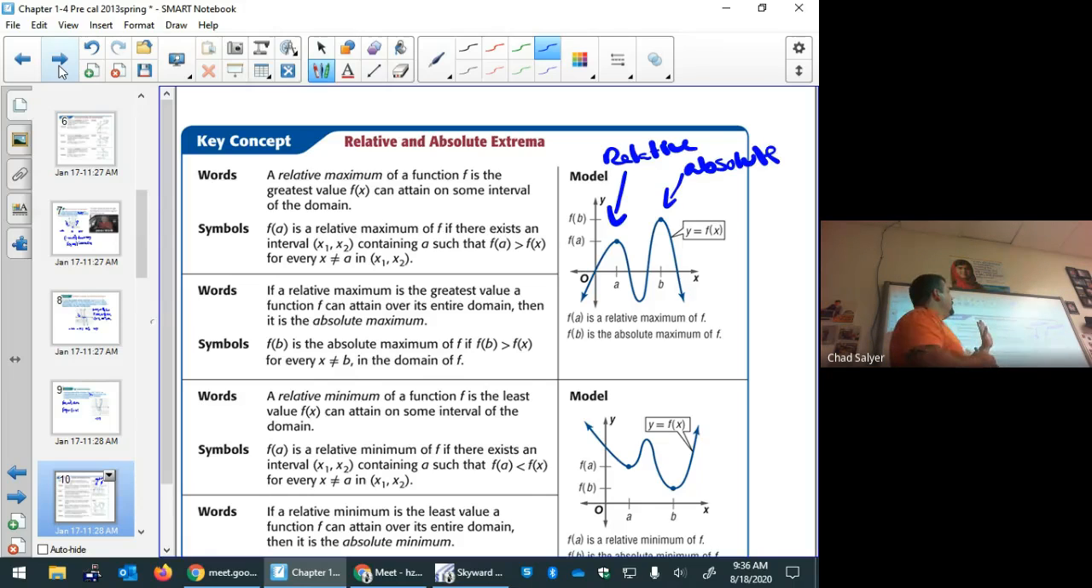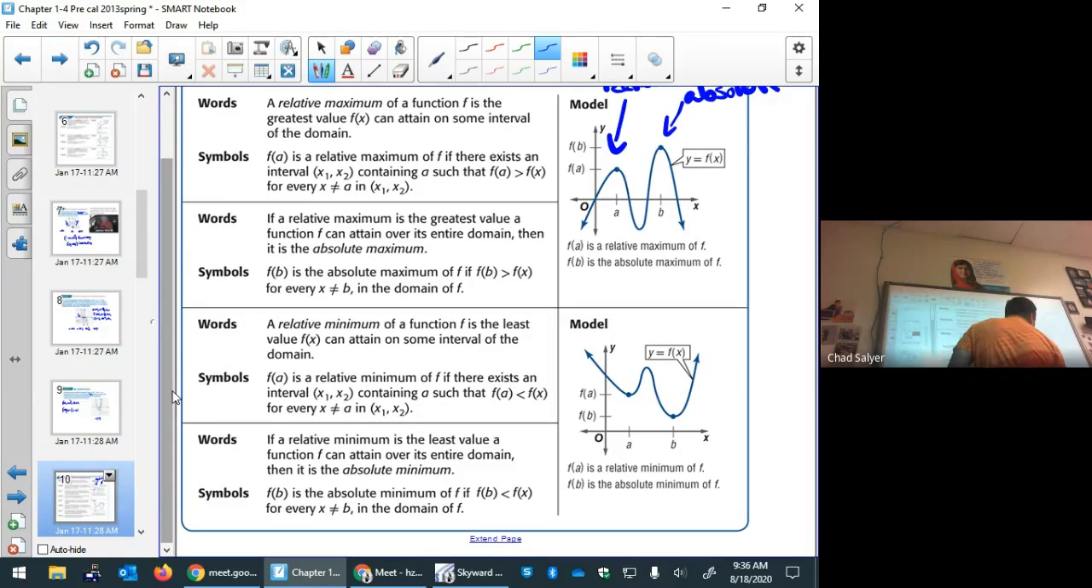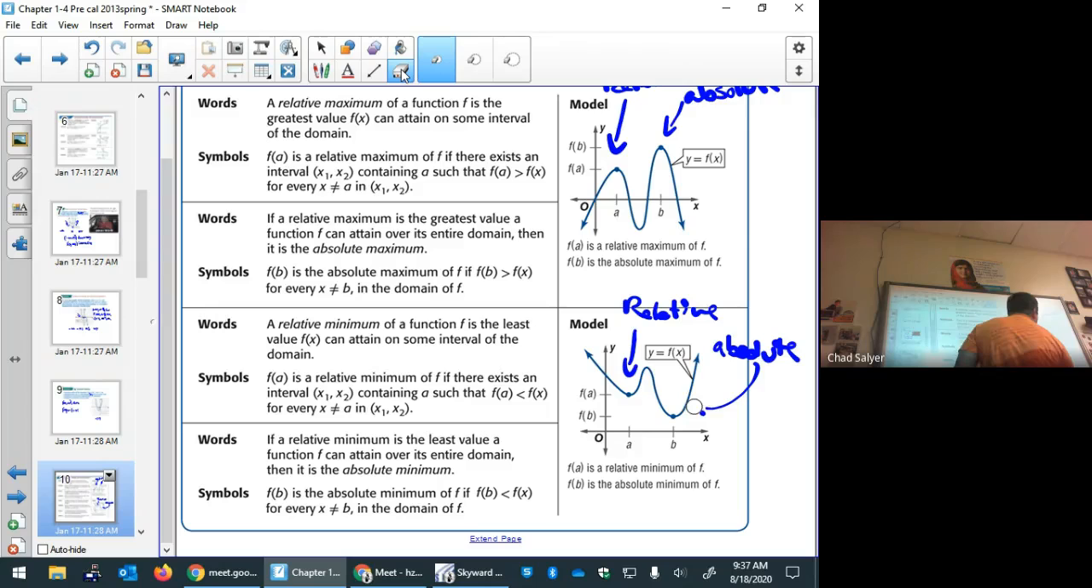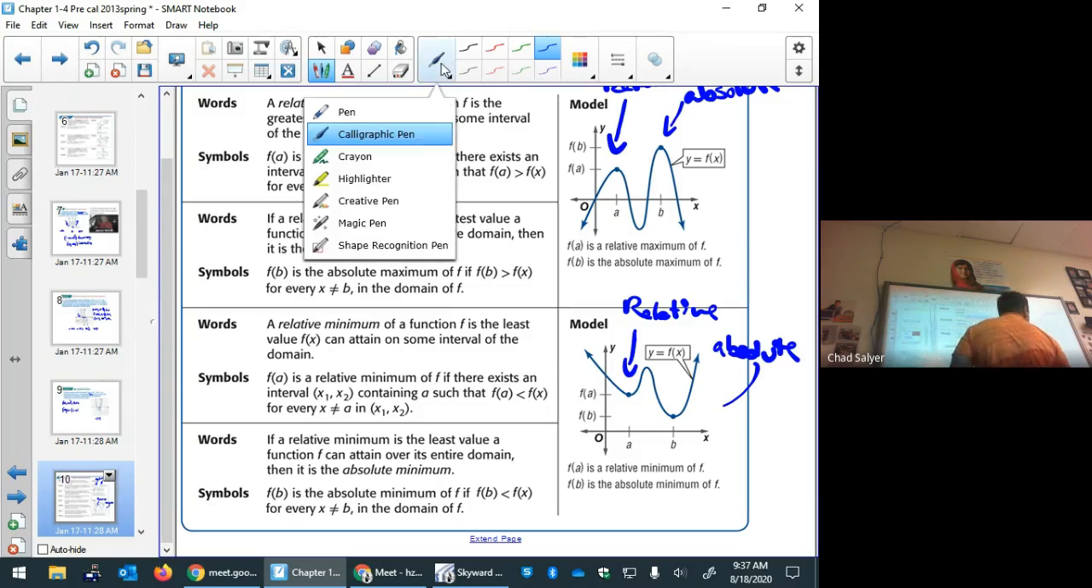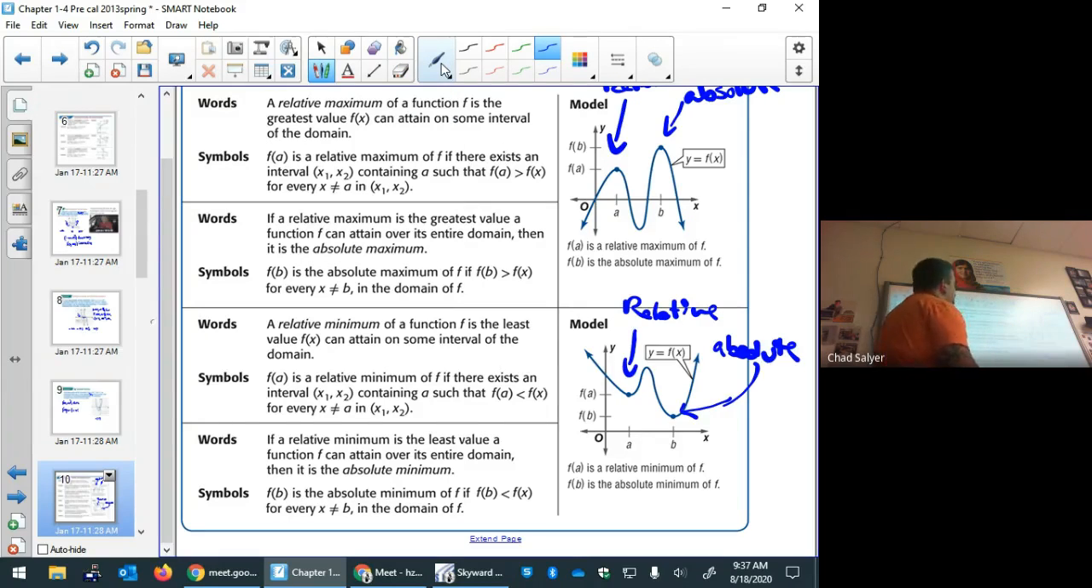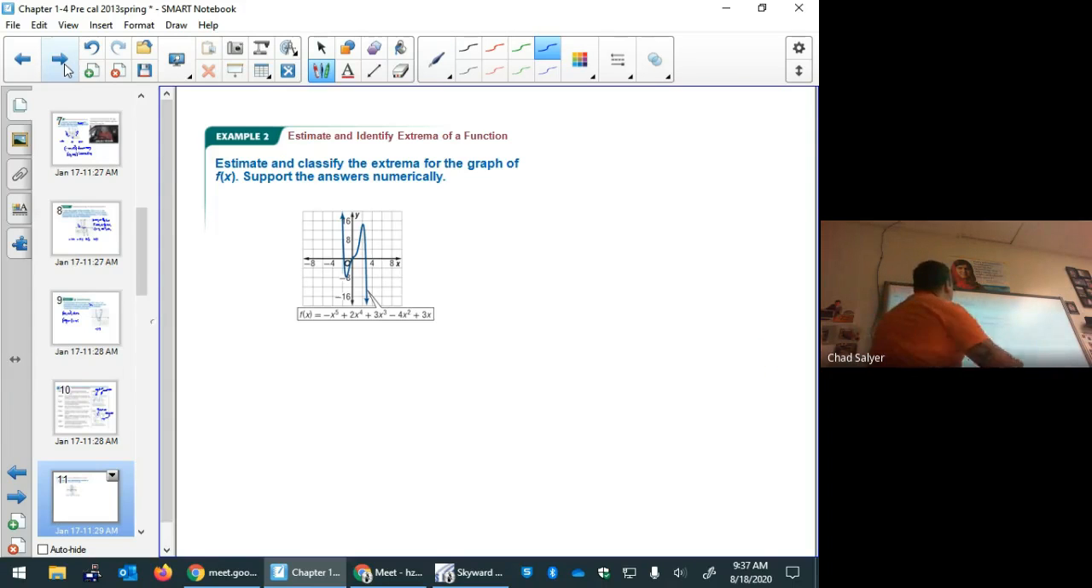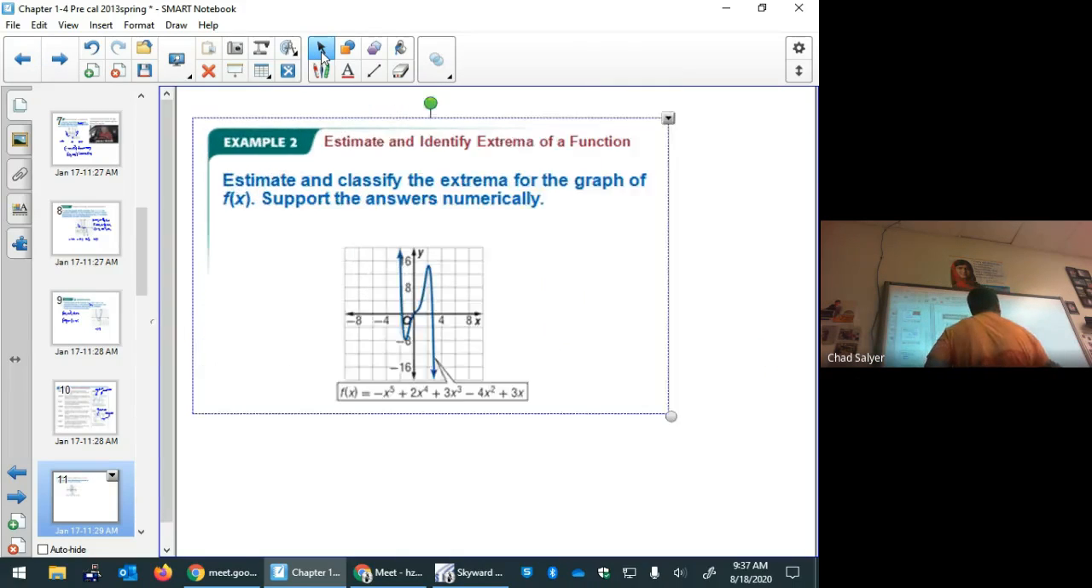So relative is a max or min for a subset of the domain. An absolute max or min is a max or min everywhere. There is no higher or lower point. And so once again, here you see a relative min, because it's a lowest point, but it's not the lowest point. And then an absolute minimum. There we go. Okay, so estimate and identify the extrema of a function.